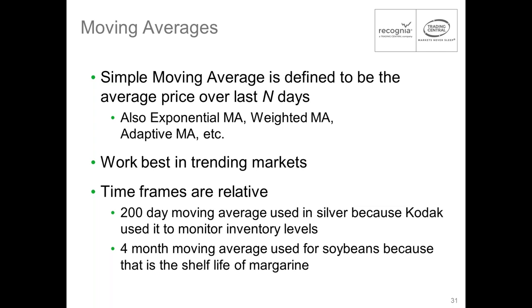Now, many people ask me when I give these seminars and webinars in person, where do these time horizons in simple moving averages come from? Why do we use the 21-day simple moving average? Why do we use the 50-day? Why do we use the 200-day? Well, these are all just historical and they're relative. So as an example, the 200-day simple moving average is very common, and it was originally used in the silver market because Kodak used to be the biggest buyer of silver in the world. And Kodak used to keep a 200-day supply of silver on hand. That's why the 200-day simple moving average. In the commodities market for soybeans, we used to use the 4-month moving average because 4 months is the shelf life of margarine. So all these time frames are just very relative.